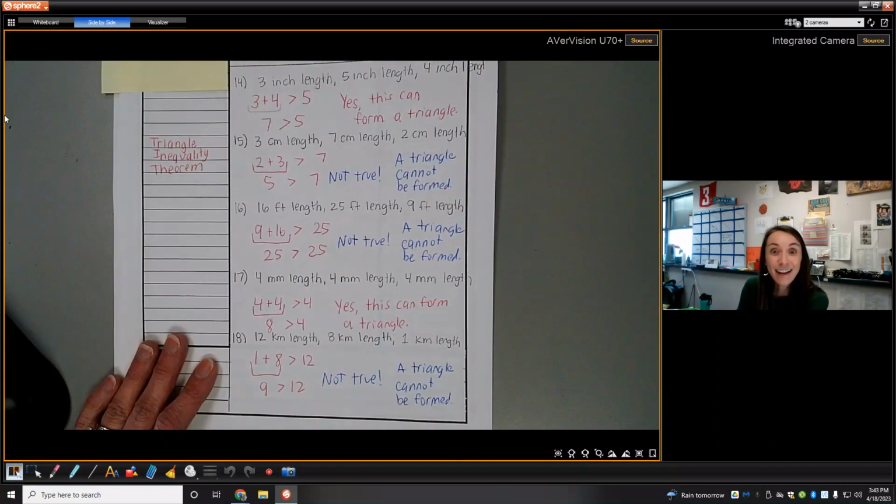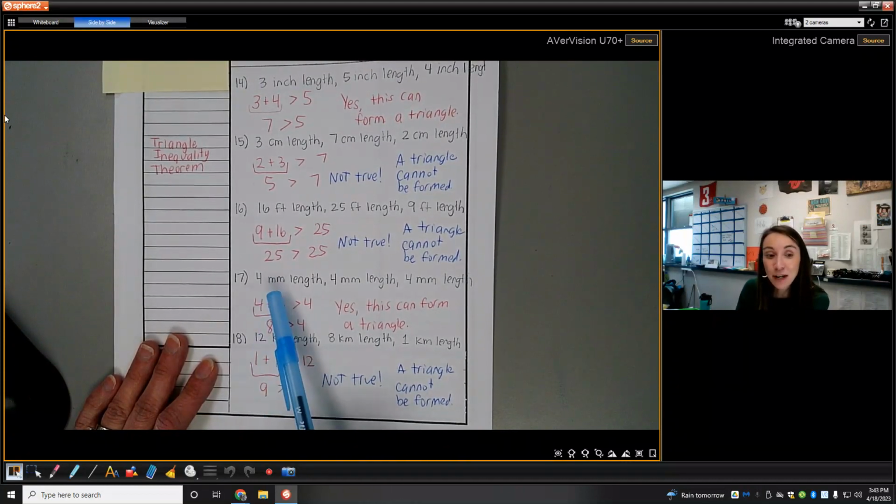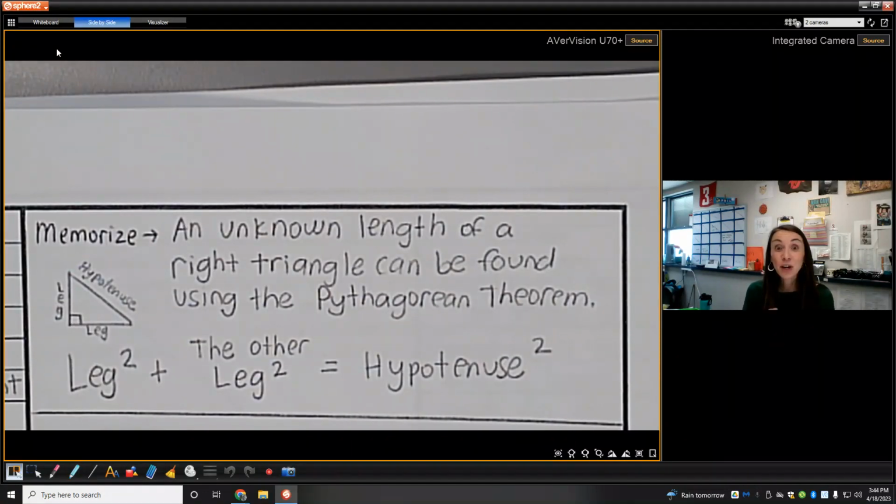All right, after working through these, you should have found that the only other side lengths that can form a triangle can be found in problem number 17. The two smallest side lengths were 4 and 4, and when I take 4 and 4, that's greater than that third side length of 4. So therefore, a triangle can be formed. All right, so here's some brand new learning for you math masters.